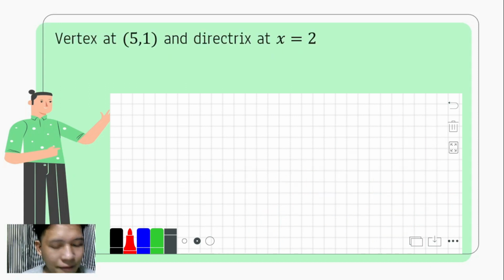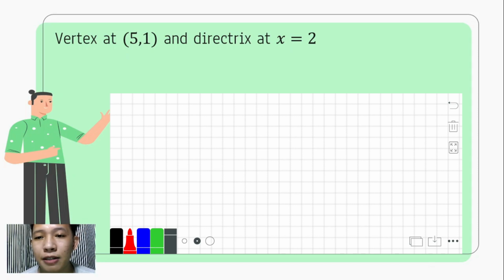Suppose we have this one. We are going to find the standard form of the equation of the parabola, wherein the vertex is at 5, 1, and the directrix is at x equals 2. Alright? So, tulad ng sinabi natin kanina, same lang din po ng gagawin natin. Madali lang naman po hanapin yung ating standard form of the equation, but it would be best, or it would be better if iisa-isahin natin siya hanggang ma-graph natin yung ating parabola.